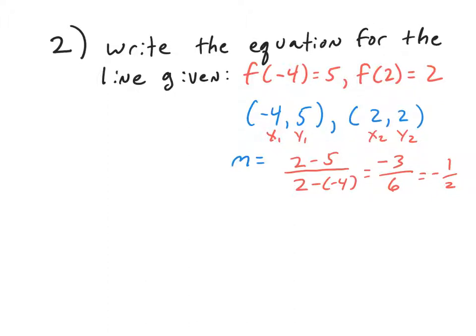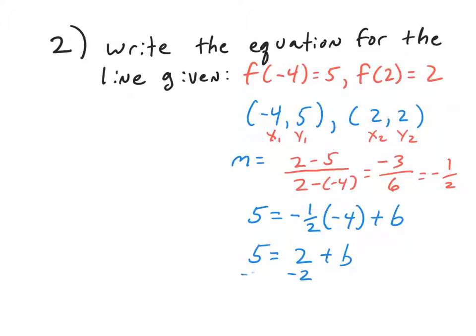We're going to take that and put it into the slope-intercept form using one of these 2 points for our x and y values. So let's use the first one. We'll get 5 for y equals m, which is -1/2, times x, which is -4, and plus b. So we're trying to figure out what is the b value. And we will get 5 equals +2 plus b. Subtract 2 from both sides, and we get b is equal to 3.